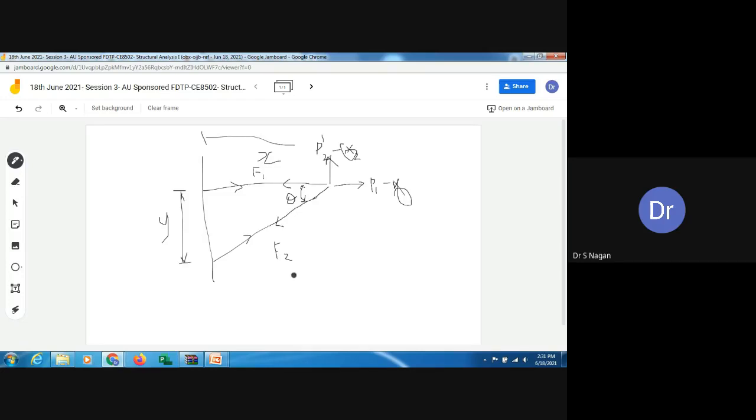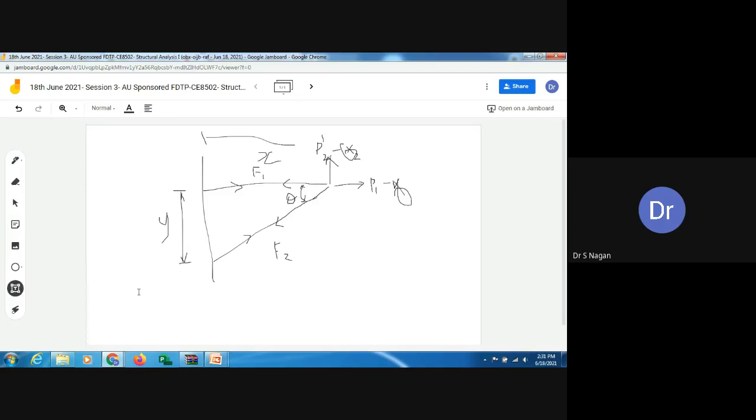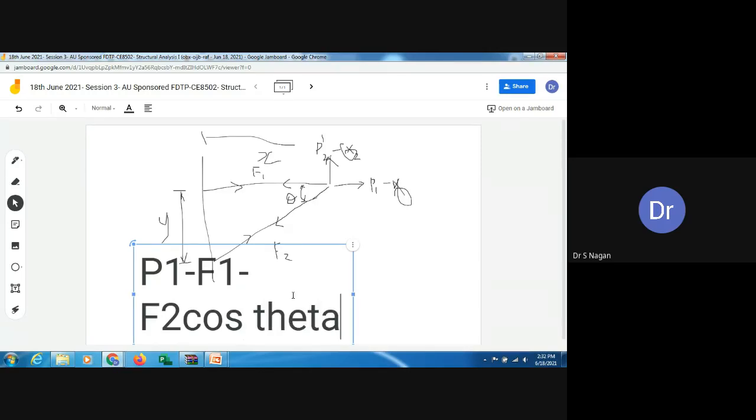So first we need to use sigma H equal to 0. What do you mean by sigma H? Sum of horizontal forces equal to 0. So what are the horizontal forces? You can assume towards right as positive. Can you tell me the equation using sigma H equal to 0? Towards right positive, I will be getting P1 because P1 is acting to the right. F1 is acting towards left, so minus F1. Then I can resolve this inclined force F2. F2 will go towards left, therefore minus F2 cos theta equal to 0.